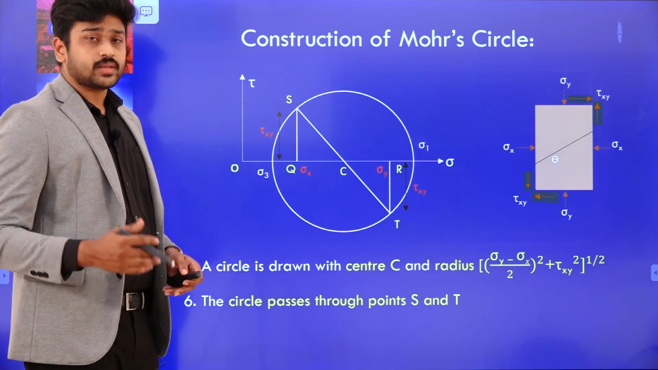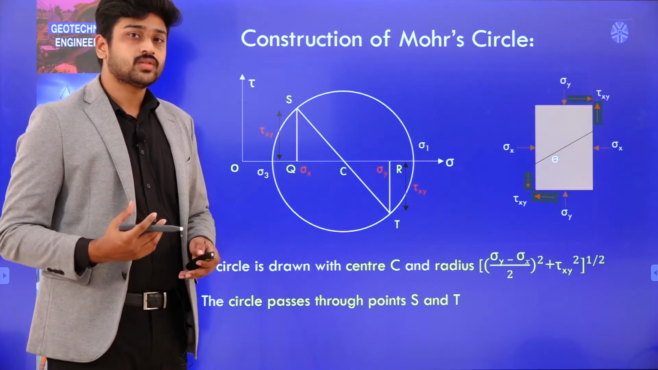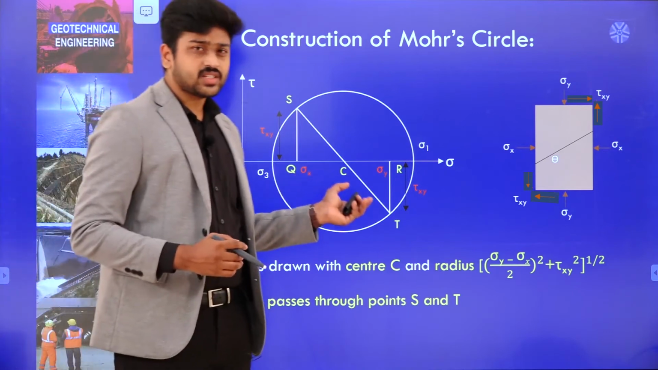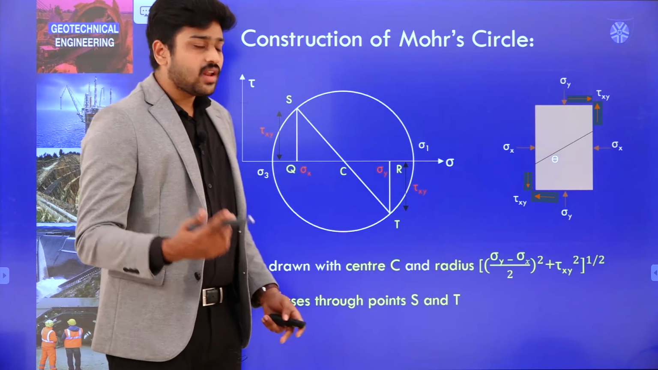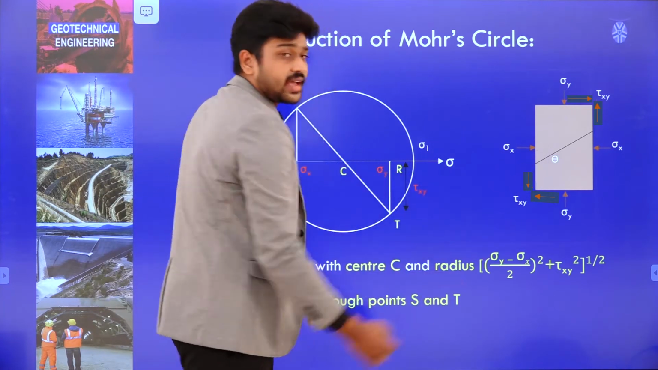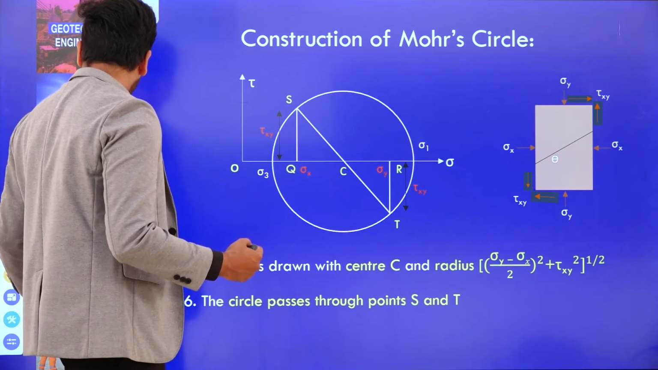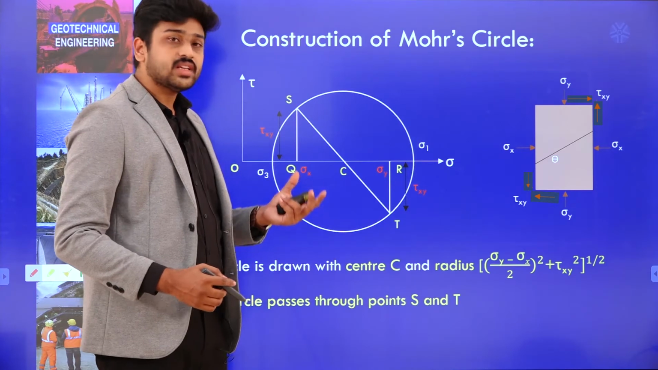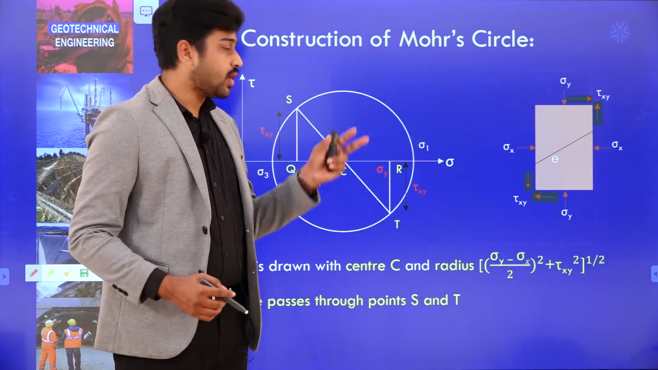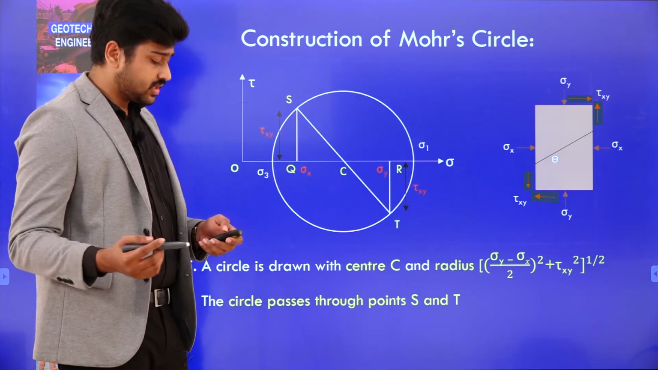Another thing: there is a concept known as the pole. To understand this, I am taking the same diagram we have considered, the two dimensional body along with a failure plane making an angle theta. So, how do we find out the pole? What is meant by pole? If you look at this diagram, the pole is a point on this particular circle.